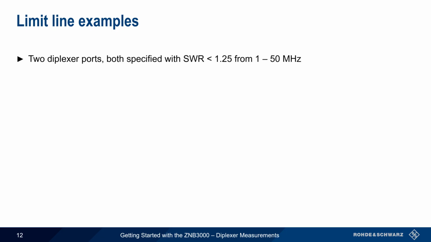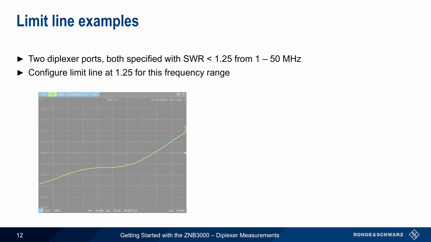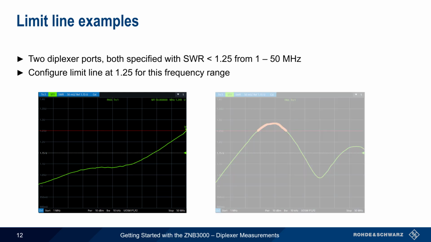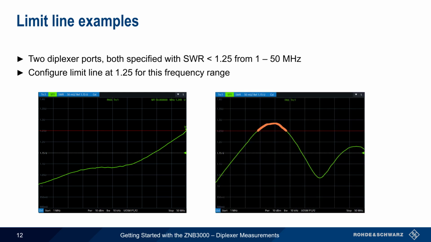Let's use a limit line to compare two diplexers, both of which have a specified SWR of less than 1.25 over the range of 1 MHz to 50 MHz. We configure a limit line at 1.25 and see that the first diplexer port remains below this limit over the entire frequency range. The other load, however, exceeds this limit, and therefore the ZNB3000 not only displays a fail warning message, but also changes the color of the trace segment which lies above the limit line.